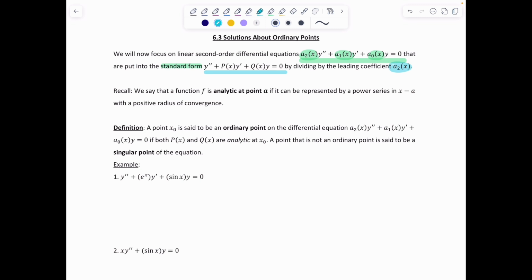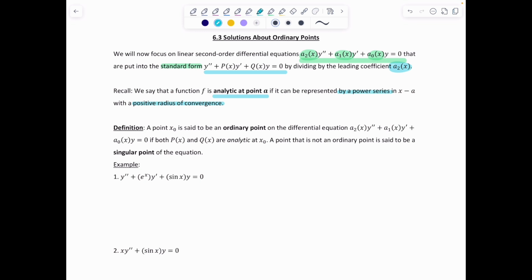Now recall some terminology. We say that a function f is analytic at a point a if it can be represented by a power series in x minus a with a positive radius of convergence. So basically, if at a point a we have a power series representation for a function with a non-trivial radius of convergence, then it's analytic. Okay, and this is what's been allowing us to find power series solutions all along.